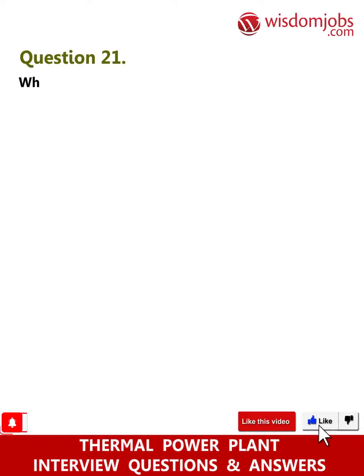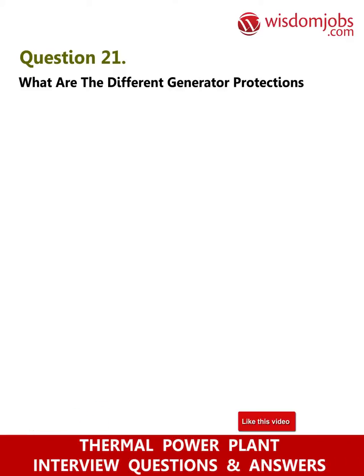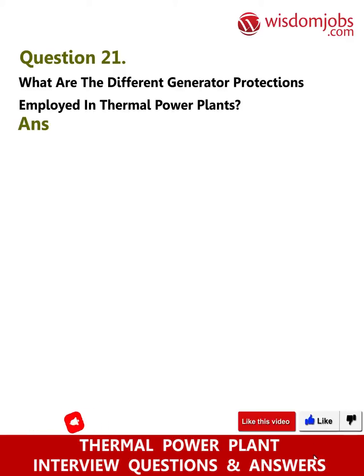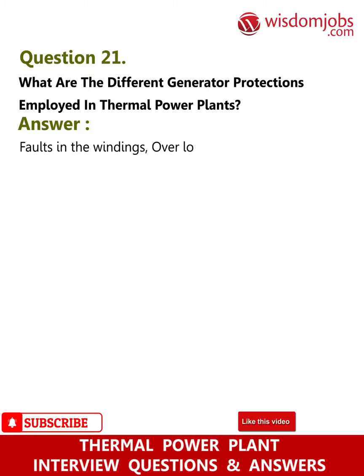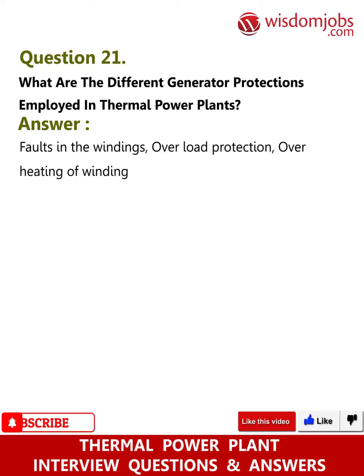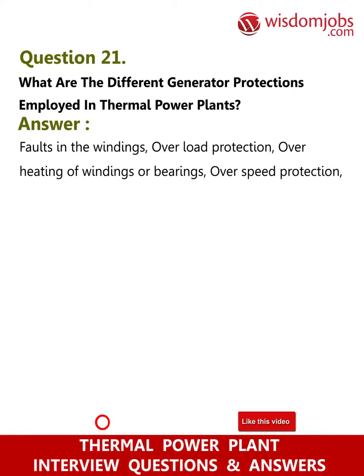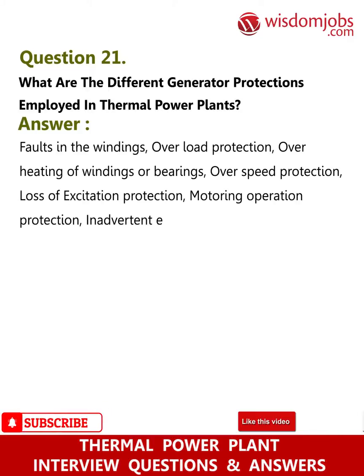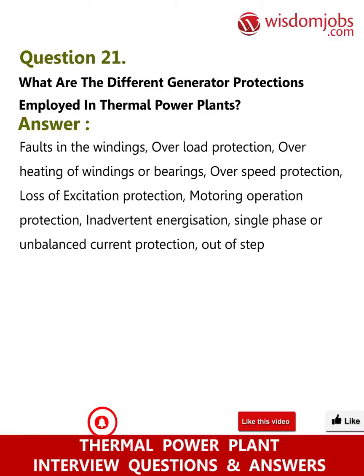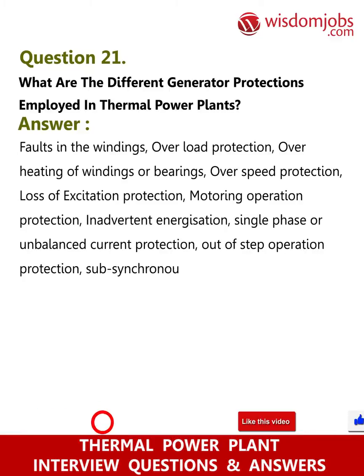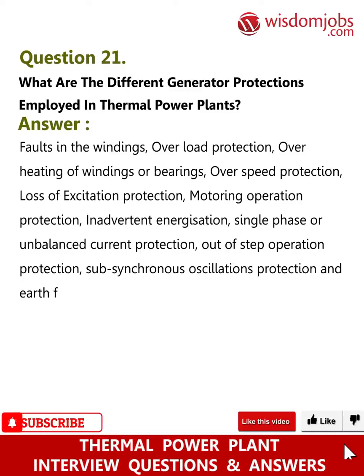Question 21. What are the different generator protections employed in thermal power plants? Answer. Faults in the windings, overload protection, overheating of windings or bearings, overspeed protection, loss of excitation protection, motoring operation protection, inadvertent energization, single phase or unbalanced current protection, out of step operation protection, subsynchronous oscillations protection, and earth fault protection.